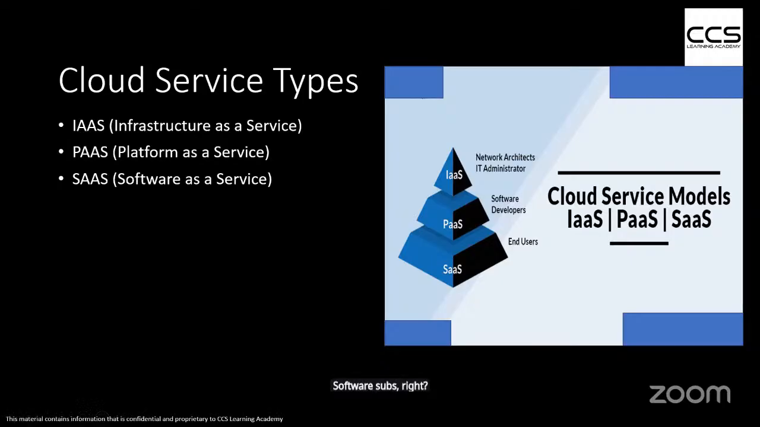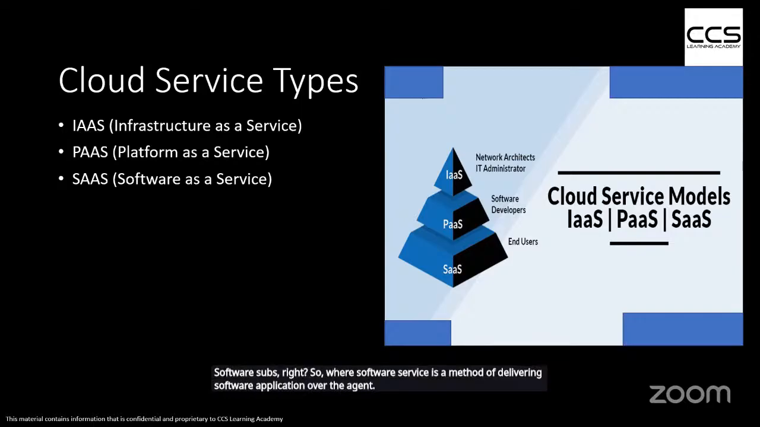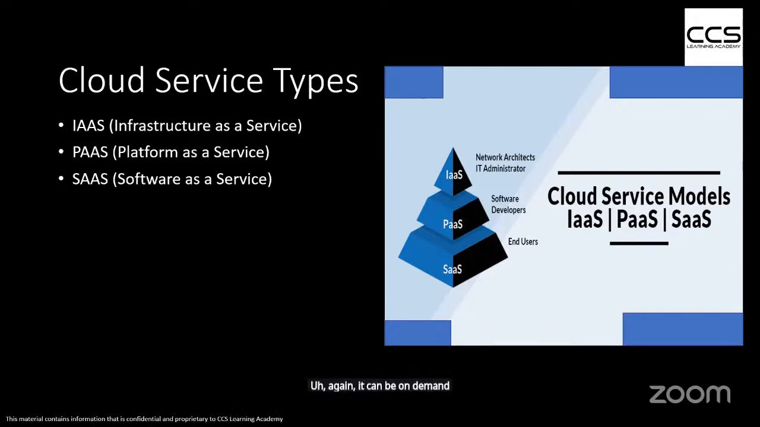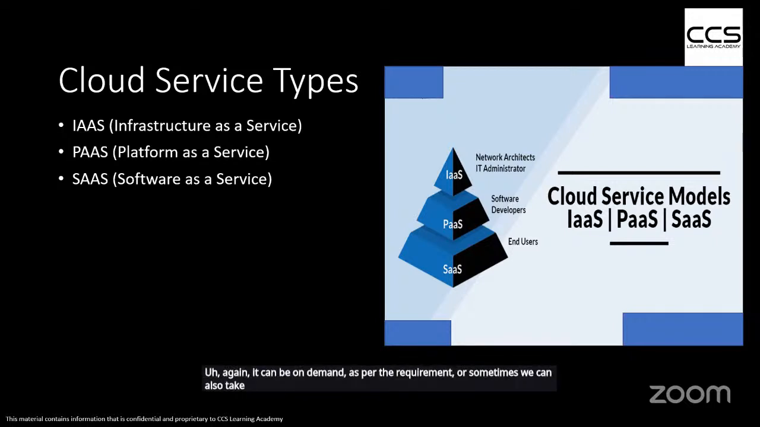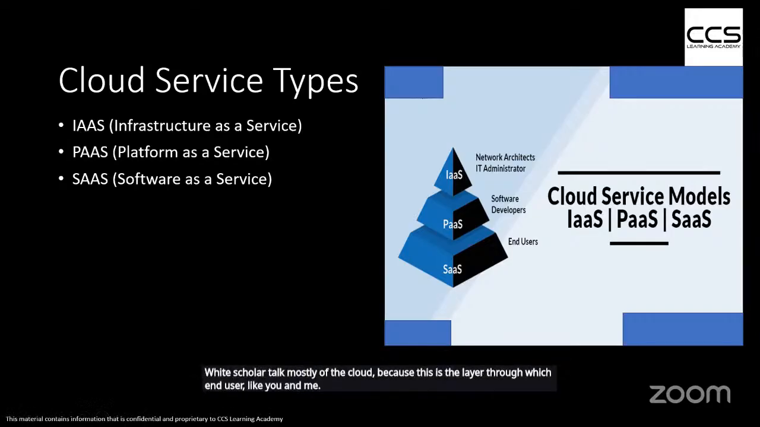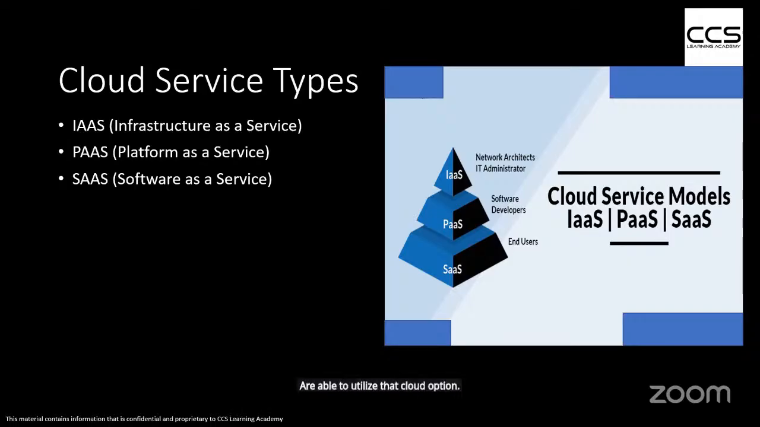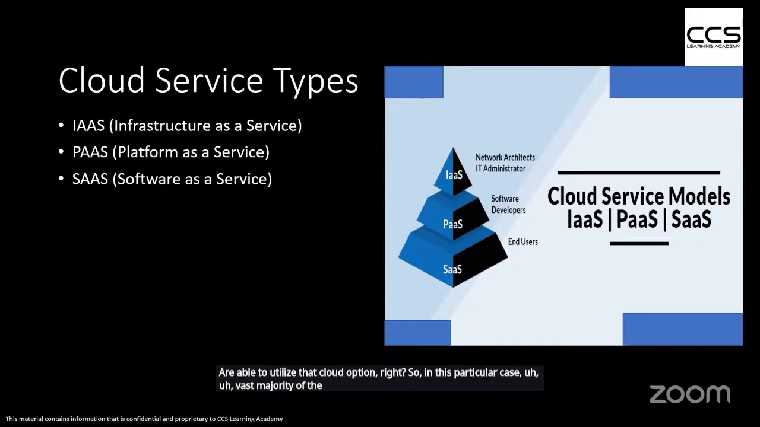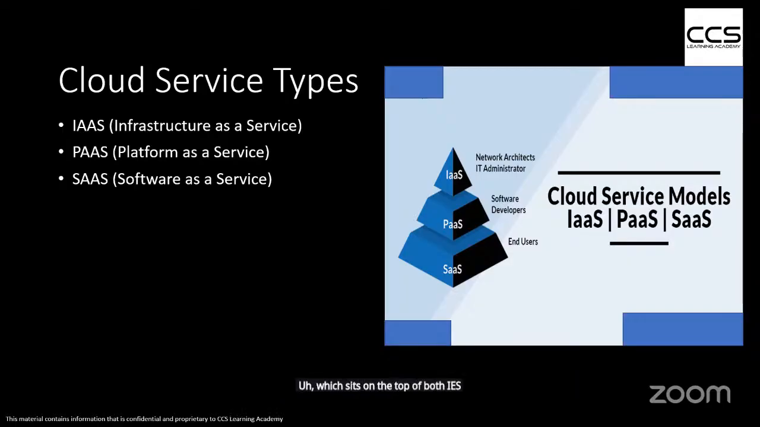So guys, software as a service is a method of delivering software applications over the internet. Again, it can be on demand as per the requirement, or sometimes we can also take a subscription, right? With the help of this SaaS, which is the top layer, why is it called the topmost layer of the cloud? Because this is the layer through which end users like you and me are able to utilize the cloud operation, right? In this particular case, the vast majority of consumers utilize this service, which sits on top of both IaaS and PaaS, right?